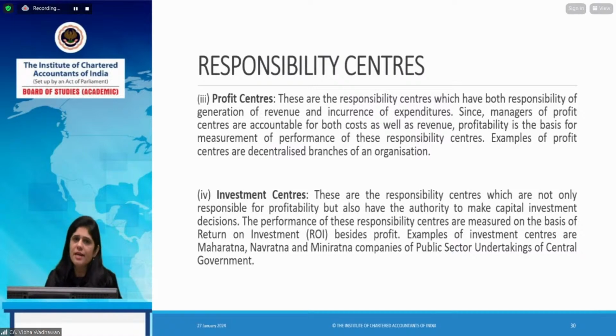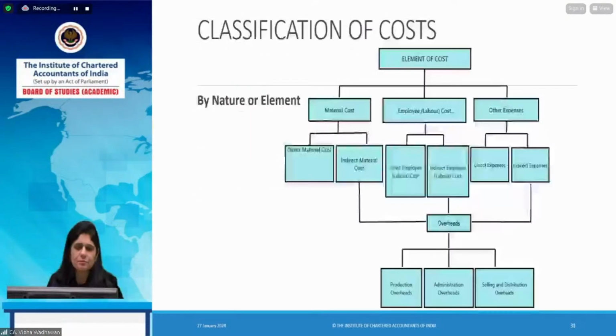So there are 4 centers. Cost center, only cost is incurred. Then you have the revenue center, the sales department, only revenue is generated. Profit center, the branches of any organization where profit is generated. Investment center, all in one, plus investment also they do. And return on investment is their target. So they are answerable to have the maximum return on investment on what they have made. Clear? So these are the responsibility centers.